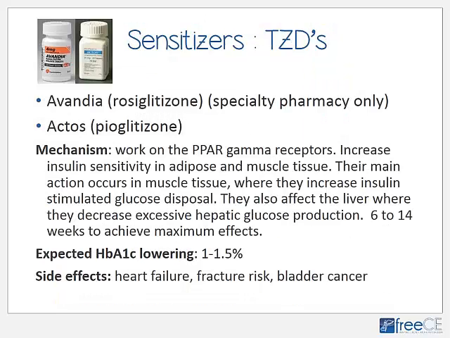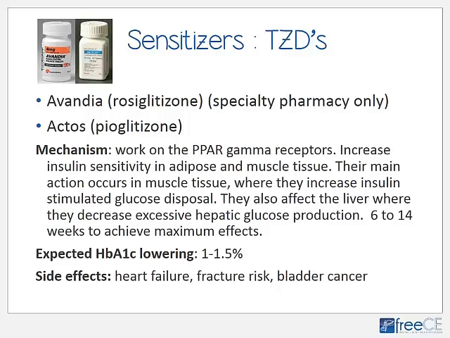Sensitizers seem to have fallen out of favor a whole lot. Avandia is available only as a specialty pharmacy item. And Actos, we're not using a whole lot of it these days either. They work on that PPAR gamma receptor. These are your muscle drugs. These will work in your periphery more than the liver. Their main action occurs in the muscle tissue, and they increase insulin-stimulated glucose disposal.